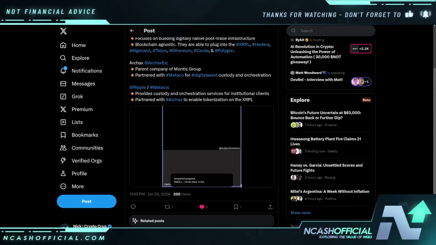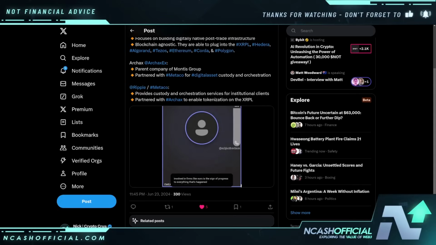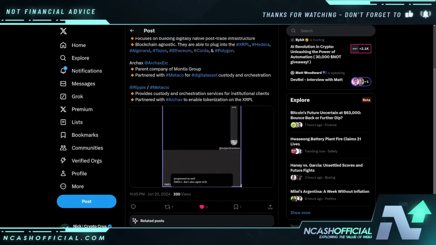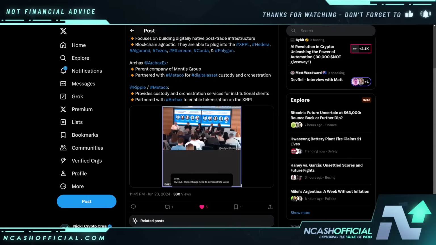I think there is the real case that there were lots of people doing proof of concepts. Now there are real projects happening, which is showing progress. The fact that people like Standard Chartered, Aberdeen Asset Management are involved in firms like ours is a sign of progress too. Everything that's happened with BlackRock is progress as well. But I also agree with the financial use case. These things need to demonstrate value. And actually, the tokenization use cases are all hugely exciting. But I think the real benefit is post-trade.